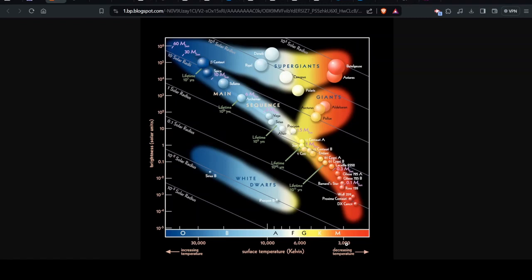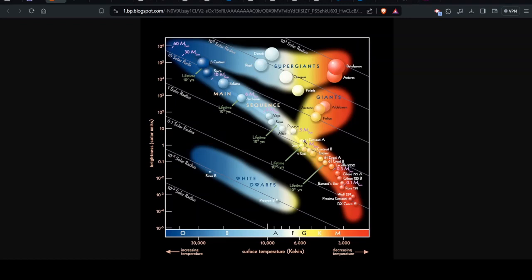If you look at this HR diagram that I've got on the screen, I like this one because it's got actual stars in it. A lot of times you'll just see a scatter plot of just black dots. But this one gives you some stars that we all have probably heard of. So here's our sun, right in the middle, this yellow part.